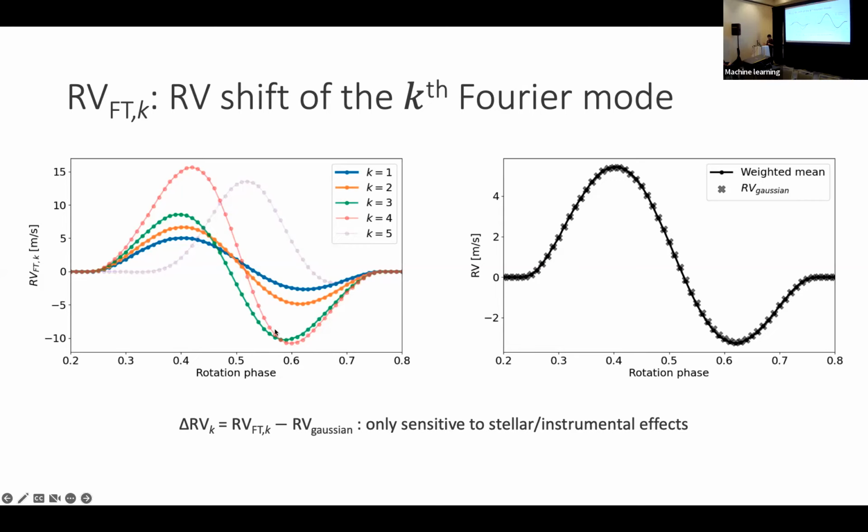And because each mode follows the Doppler radial velocity shift, if we subtract from the radial velocity shift of each mode, RV_FT,k, the apparent radial velocity shift, RV_Gaussian, then we can subtract out the Doppler radial velocity shift. What is left, this delta RV_k, would just be sensitive to the stellar or instrumental effects. And that's why we're going to use this delta RV_k to parameterize the line deformation.